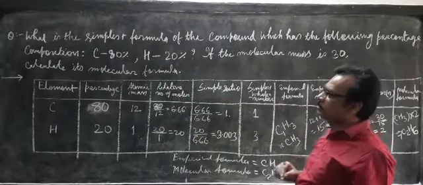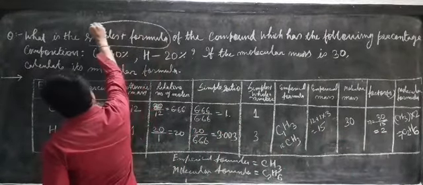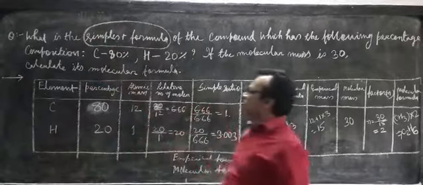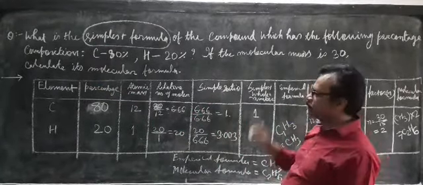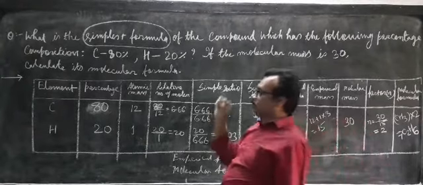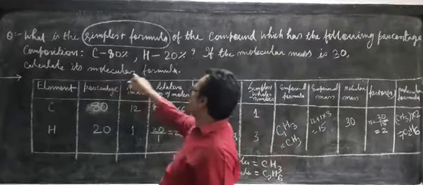Simplest formula means empirical formula. So whenever you are asked to find the simplest formula, that is the empirical formula. And you have to find the molecular formula also.